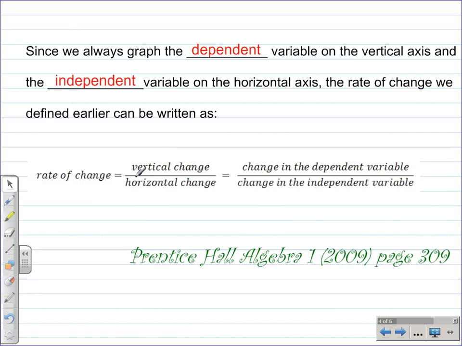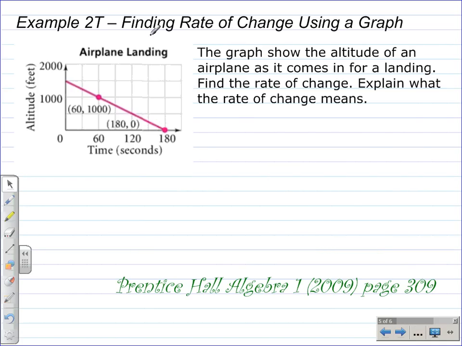So we're going to see how we can use this idea of vertical change over horizontal change in the next problem because it's given to us as a graph. Example 2, finding rate of change using a graph. The graph shows the altitude of an airplane as it comes in for a landing. Find the rate of change. Explain what the rate of change means.